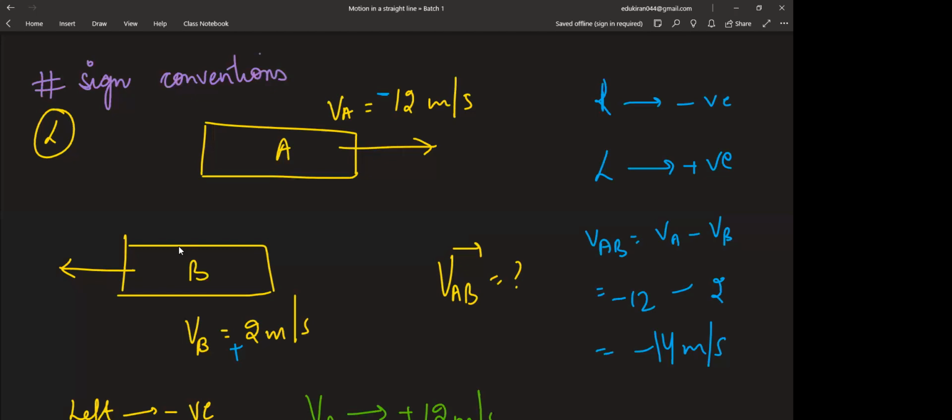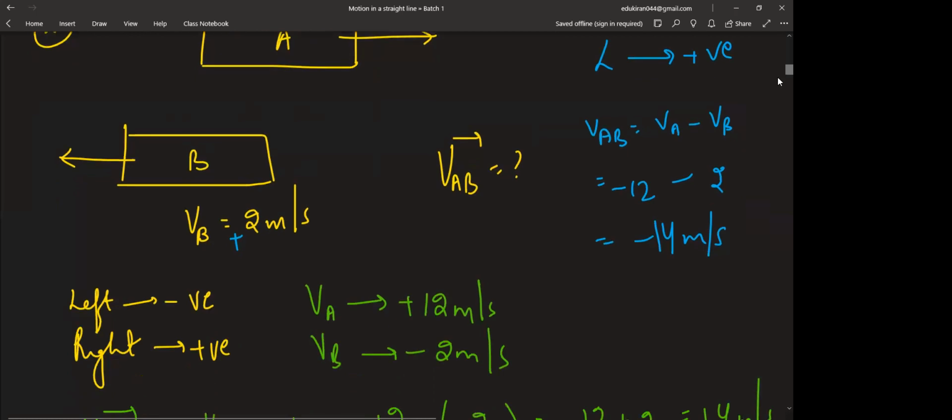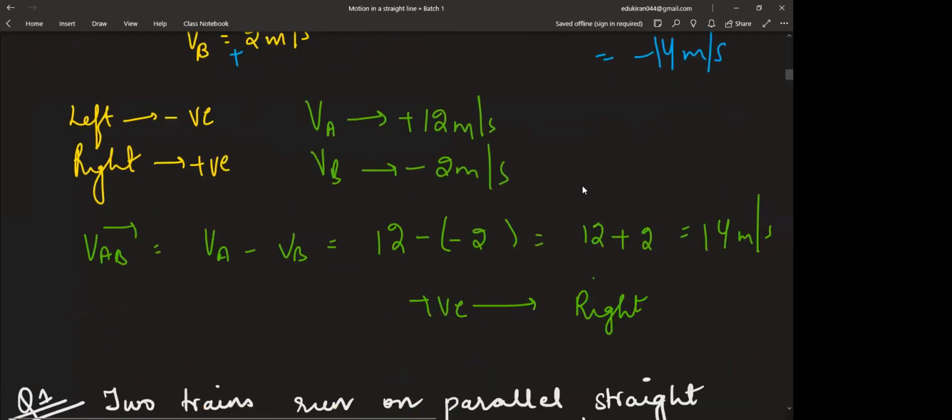It means the velocity of car A with respect to B is 14, but it is 12 with respect to a person standing on the ground. But what if I change the sign convention? If somebody else wants to change the sign convention, you will still get the same answer. See, plus 12, so 12 minus minus 2. That again gives you 14.